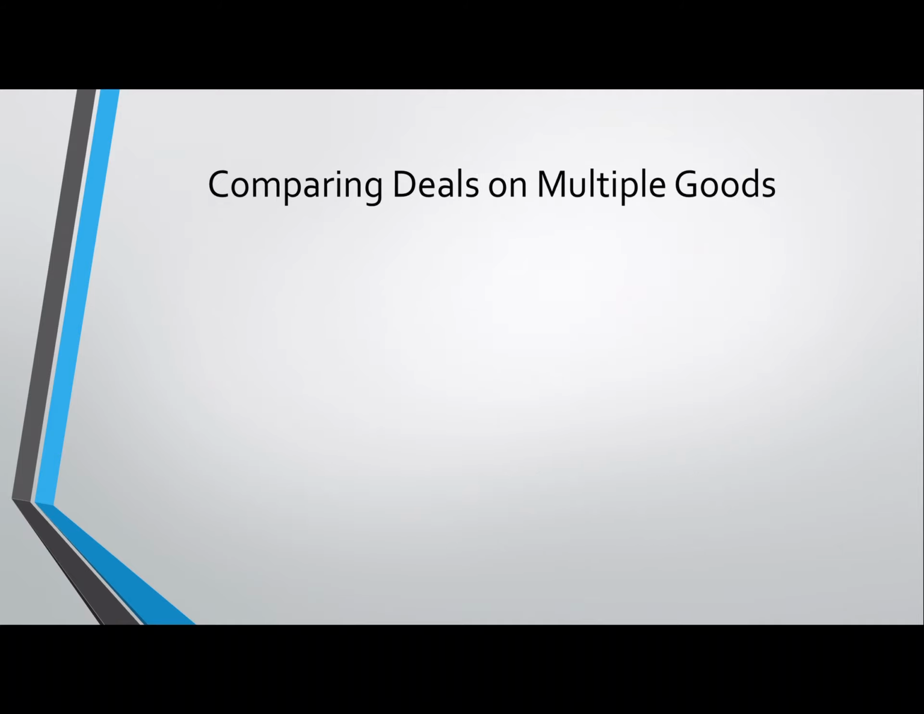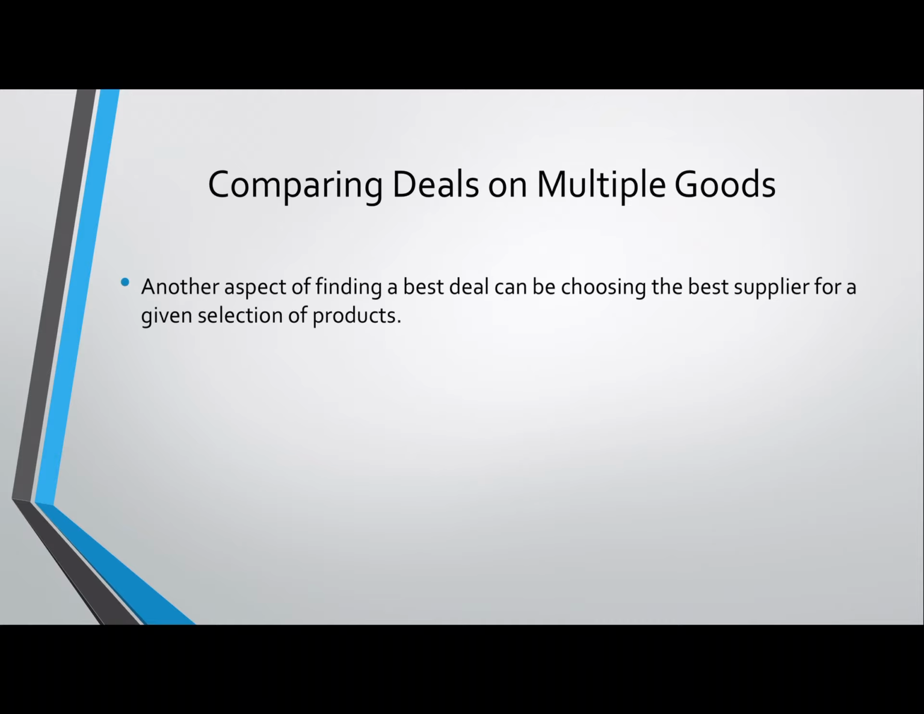So comparing deals on multiple goods. This is the other thing we need to be able to do for National 5, is make a comparison using discounts and all sorts of other things going on. So another aspect of finding a best deal can be choosing the best supplier for a given selection of products.